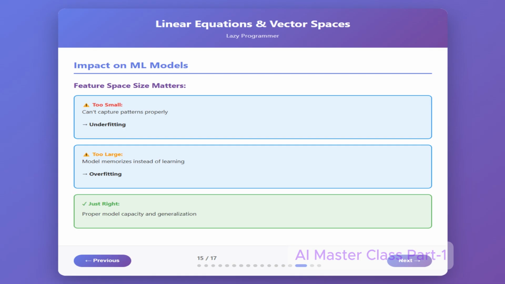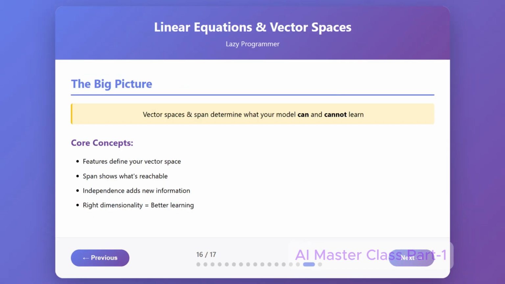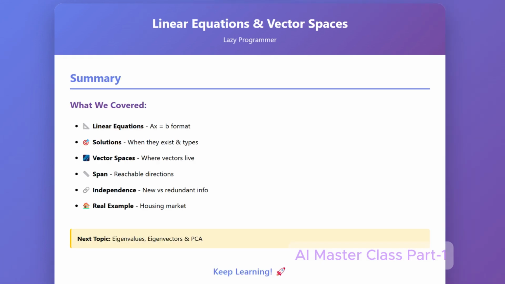And if the feature space is too large, the model starts to memorize things instead of learning. This is where the ideas like model capacity, overfitting, and underfitting come from. So when we talk about vector space and span, we are really talking about what a model is capable of learning and what not. Once this concept is clear, a lot of machine learning concepts start to feel less magical and more logical. Now that's all about the linear equations, vector space, and spans.